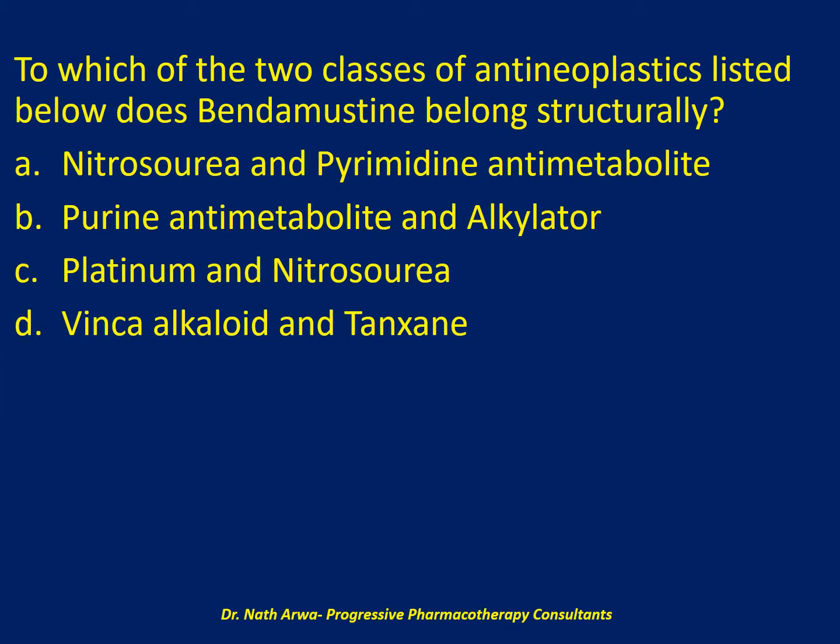And our first question reads, to which of the two classes of antineoplastics listed below does bendamustine belong structurally? Is it nitrosourea and pyrimidine antimetabolite? Is it purine antimetabolite and an alkylator? Or is it platinum-based antineoplastic and a nitrosourea? Or is it vinca alkaloid and taxane? I'll give you 10 seconds to choose the correct answer.